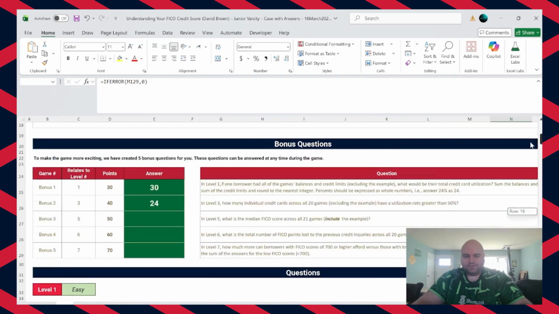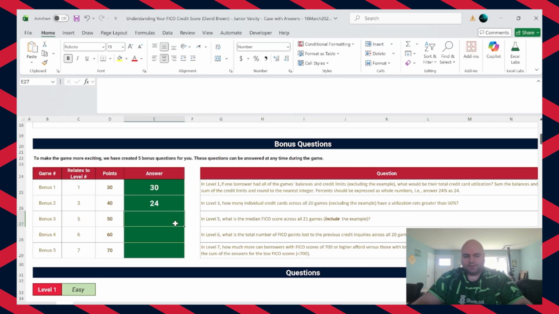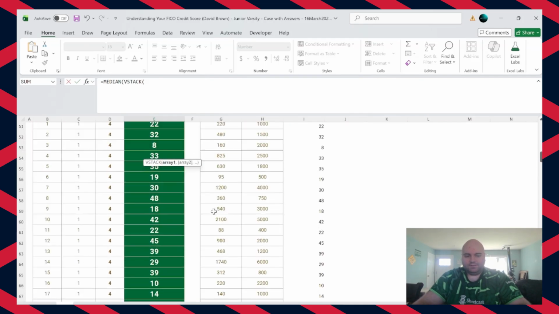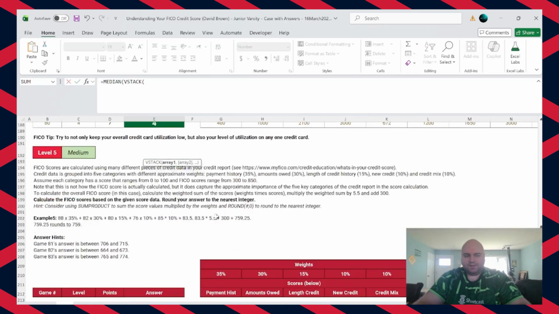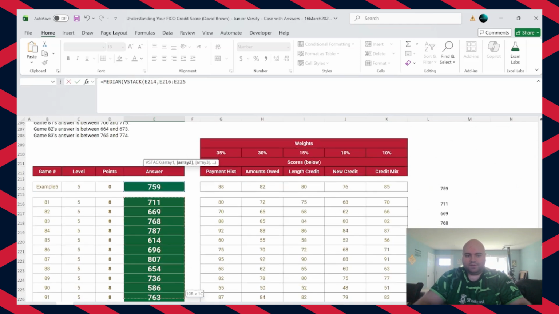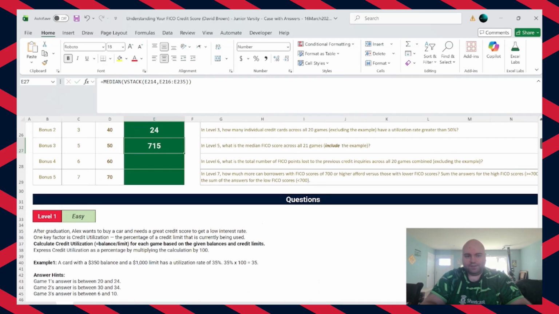In level 5, what is the median FICO score across all 21 games? Include the example. Okay, so we can use the median function. And let's do a VStack in level 5. So I want to take the median of this and the median of all of these. So VStack will turn this into one big array and give me the median of it all. 715 will be the answer here.